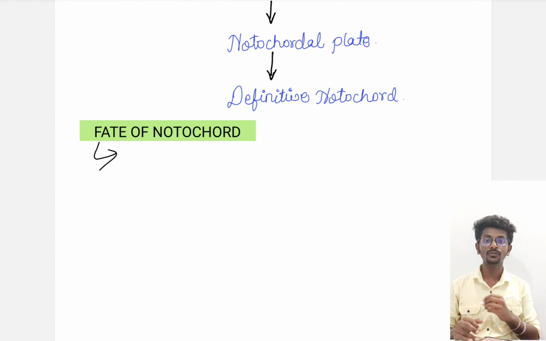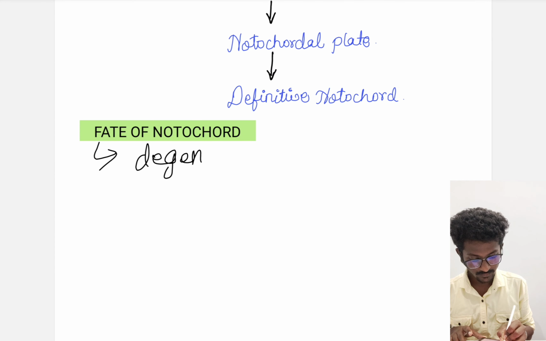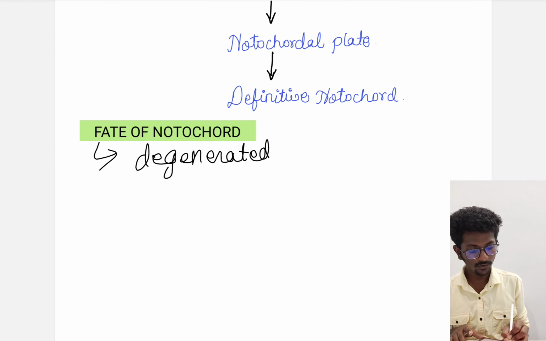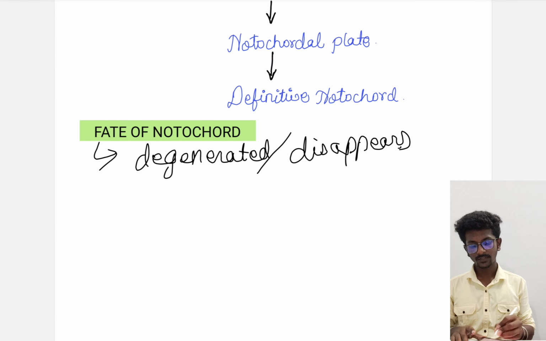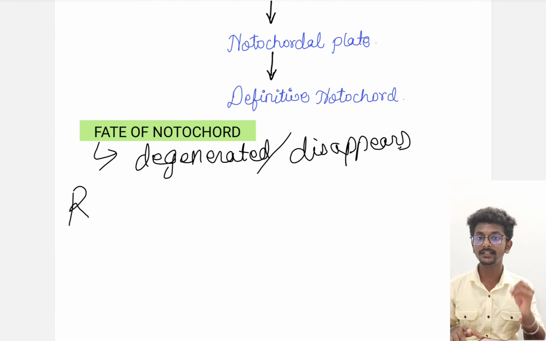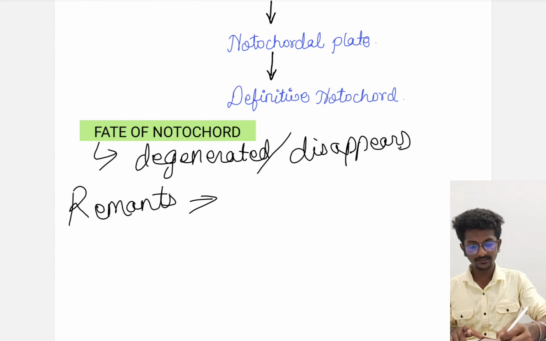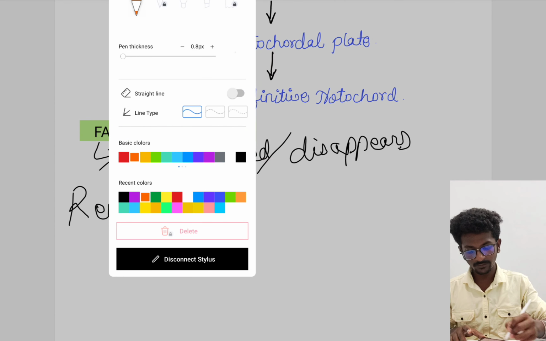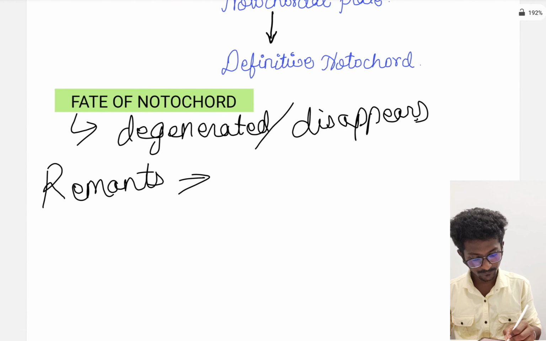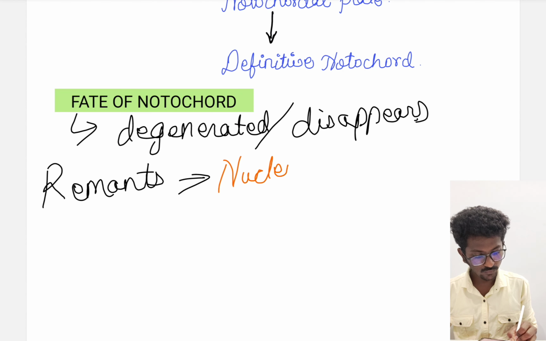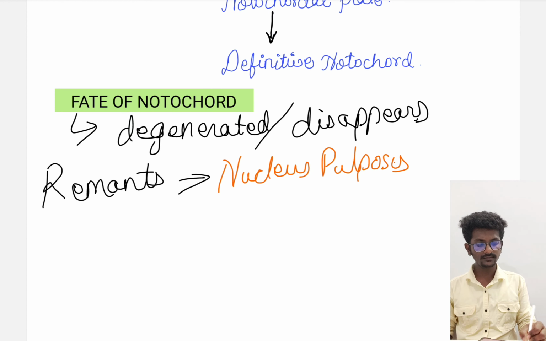So in humans, the notochord gets degenerated or disappears. But the remnants are still present inside humans. The remnants of the notochord are still present, and it's very important to know the names of those remnants. So the first remnant of the notochord is the nucleus pulposus.